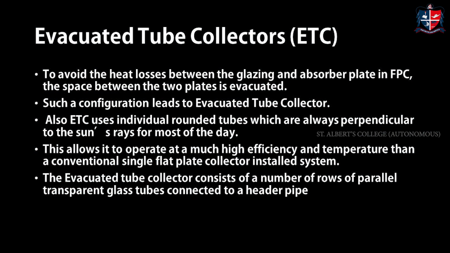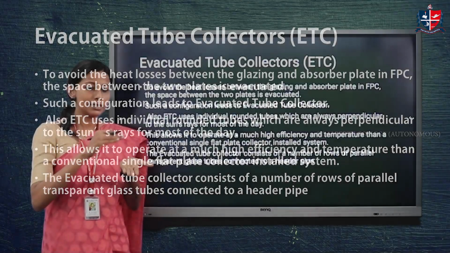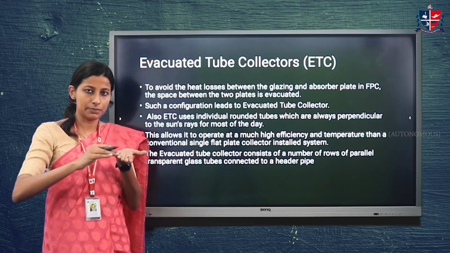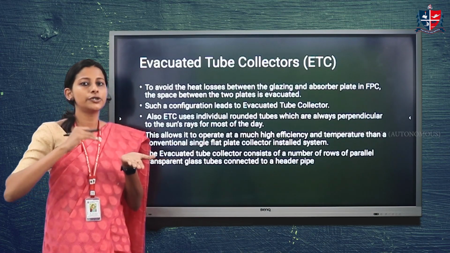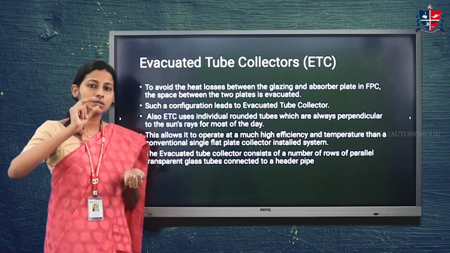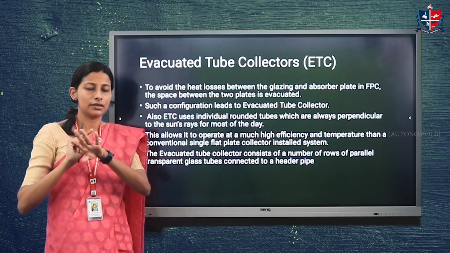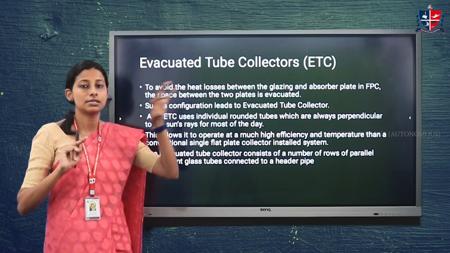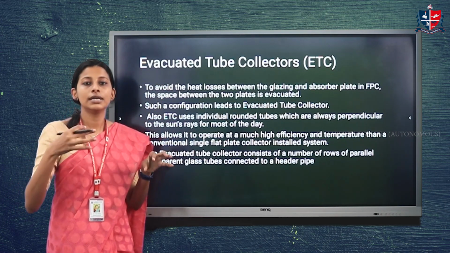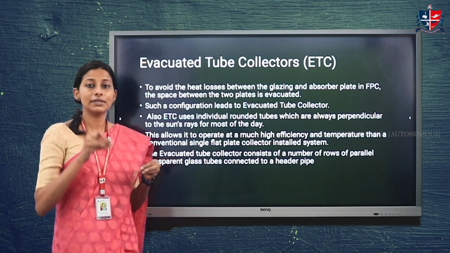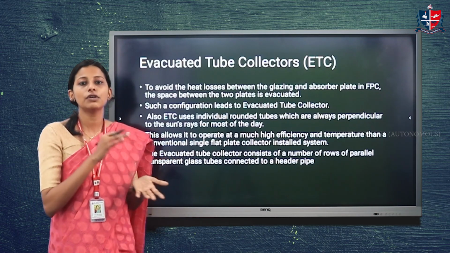As I said, in a flat plate collector, there is a glass plate, then we have an absorber plate, and within the absorber plate there are tubes. So there is a space between this glass plate and the absorber plate. There's a space of air. So through the space there is a high probability of heat getting lost. That shouldn't happen. That can be a portion where we can save a lot of energy.